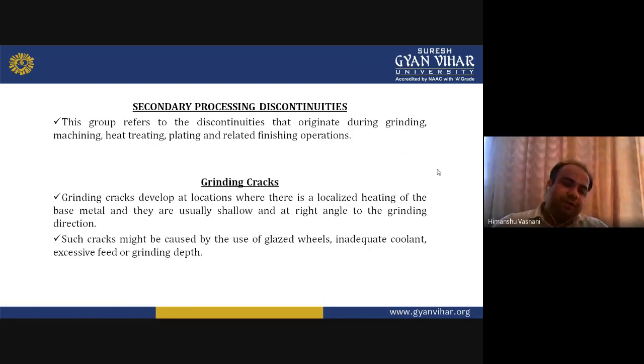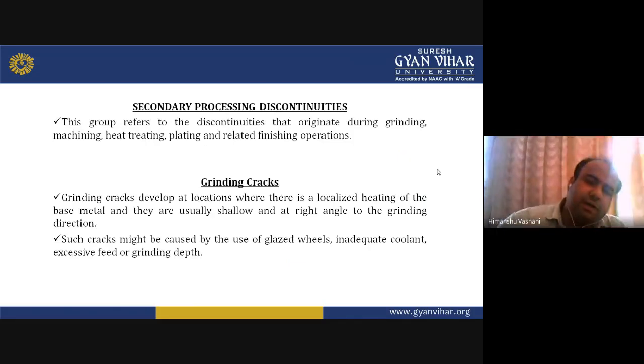Now secondary processing discontinuities. These secondary discontinuities refer to those originating during grinding or machining, heat treating, plating. I'll discuss these discontinuities in the next lecture because I will discuss MCQs also with you. So I will start right away, going with the MCQs faster.